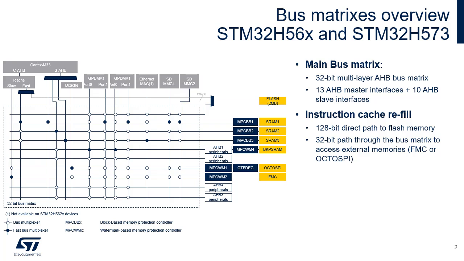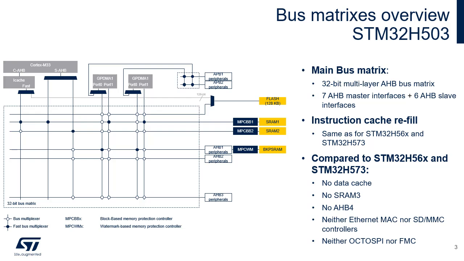You can see that a unique fast bus multiplexer is present in any particular column. It selects the default slave for the related master, which is accessed without latency, for instance the FMC in the iCache slow port. Access permissions of memories are controlled by the block-based memory protection controller, or MPCBB, or watermark-based memory protection controller, or MPCWM. Note that the flash controller embeds dedicated protection mechanisms.